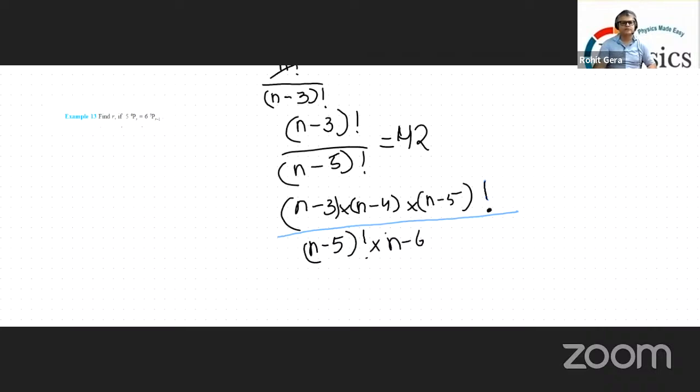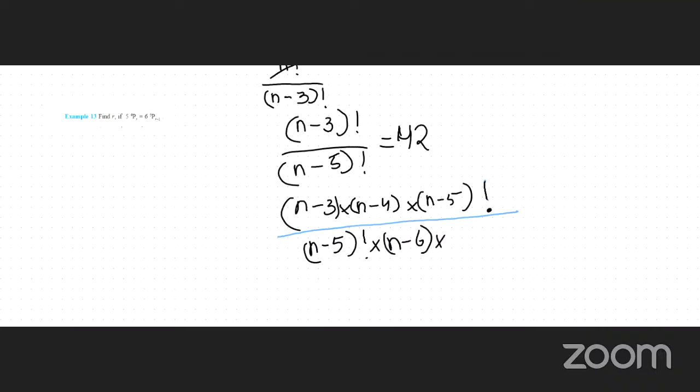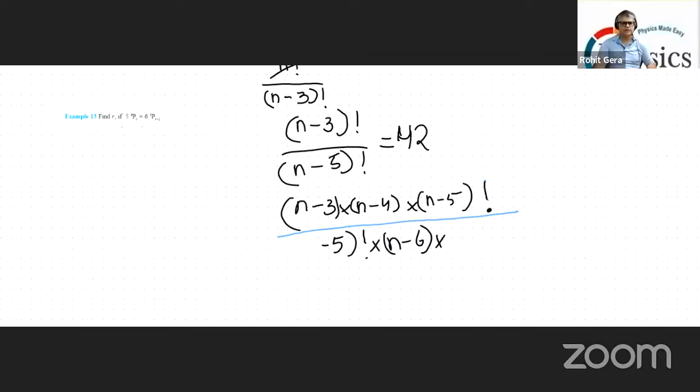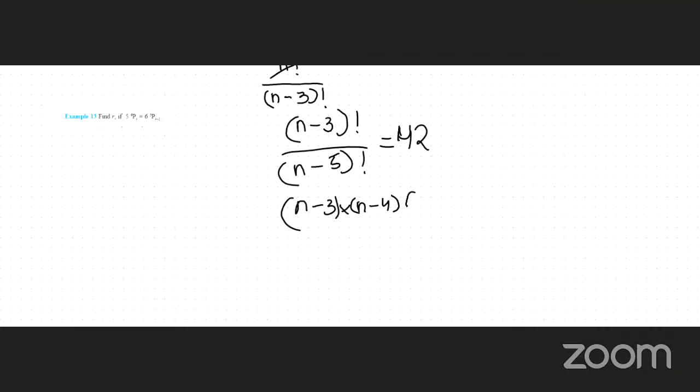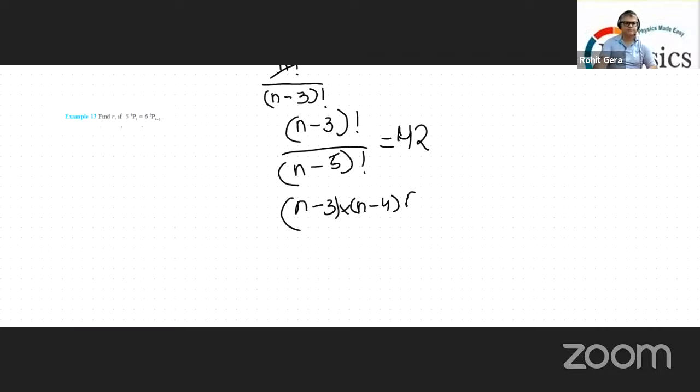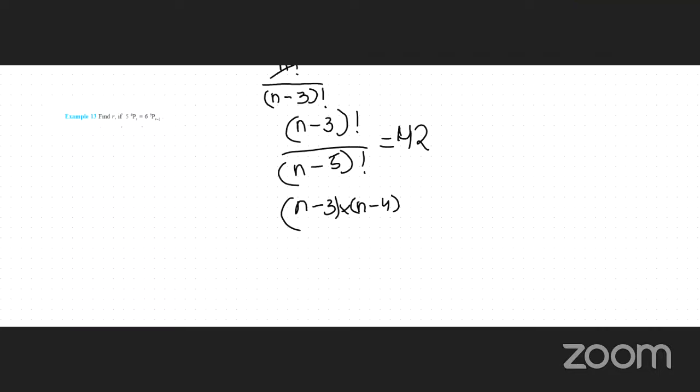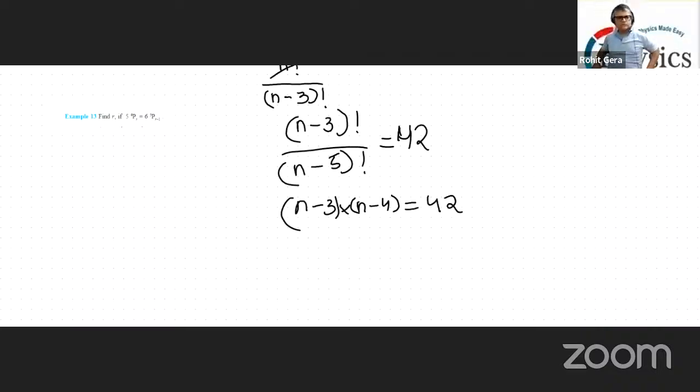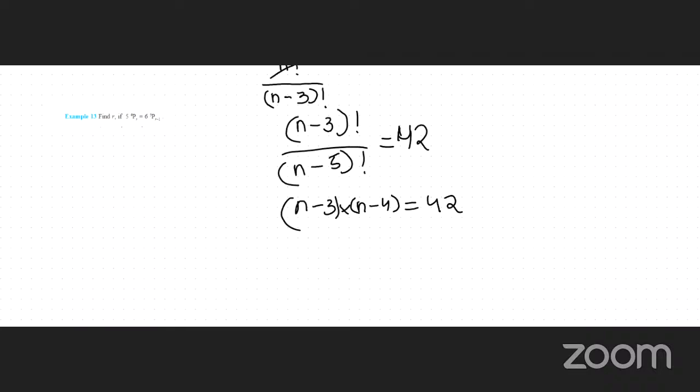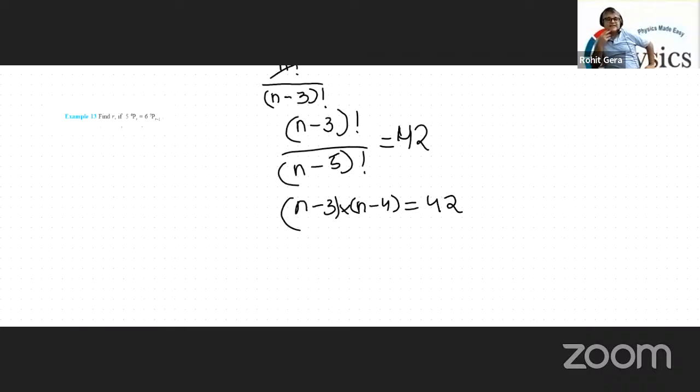Why are you opening this? Don't open that, it is a full factorial. No need of opening. Keep it as n-5 factorial. This was fine, it got cancelled first. Okay, you've already cancelled. So n minus 3 into n minus 4 is equal to 42 and n is greater than 4. So 7 and 6: 10 minus 3 into 10 minus 4. n is equal to 10.